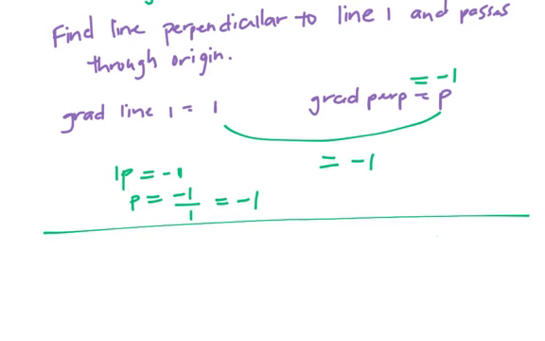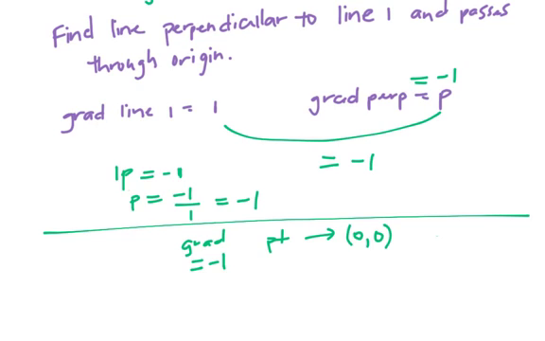And now we know that in order to find the equation of a line, we need the gradient and we need a point on the line. Right? Now, we've already found the gradient of our perpendicular line. It's -1. And they did tell us a point on the line. They said that this perpendicular line passes through the origin. So therefore, (0, 0) must be a point on our perpendicular line.